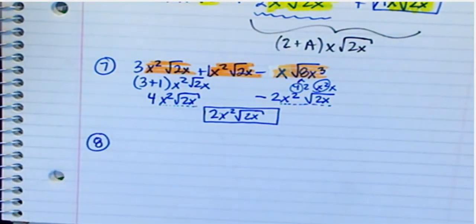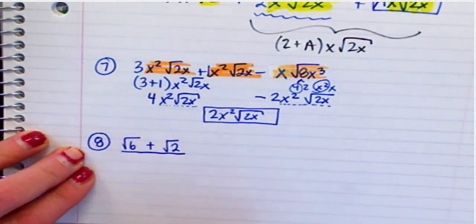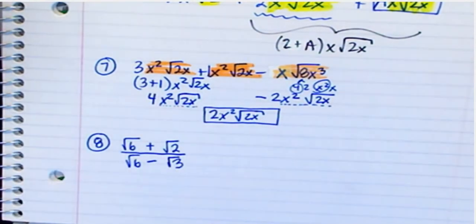Okay, let's do one other short example here. Root 6 plus root 2 all over root 6 minus root 3. Okay, I see add, subtract, and divide. So we have 3 operations here. PEMDAS still applies. Can you add anything in the numerator? Root 6, root 2. No, they're not the same. So we can't add them.